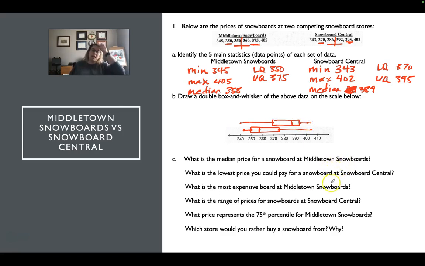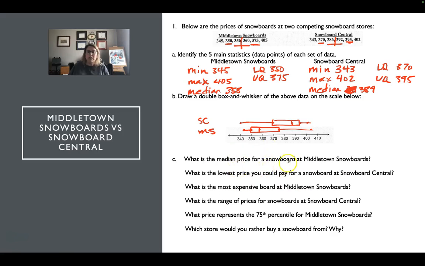So it says, what's the median price? And this is Middletown Snowboards. This is Snowboard Central. Just so you know, normally I would do two different colors, but for whatever reason my pen doesn't want to change. So I'm just going to leave it in that, but I've identified which one's which.